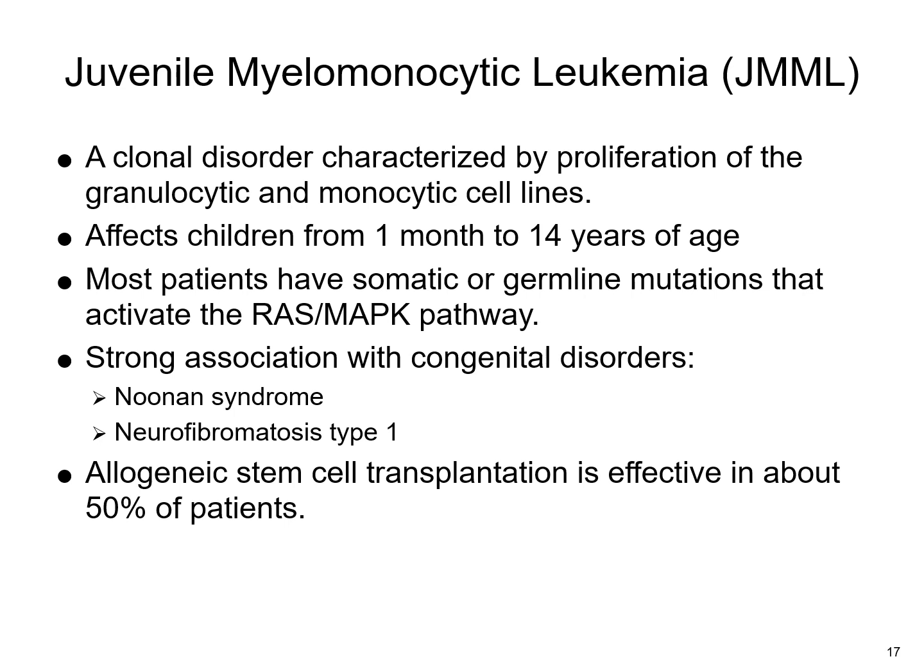Juvenile myelomonocytic leukemia. This is a clonal disorder characterized by the proliferation of granulocytes and the monocytic cell line. It affects children from about the ages of 1 month to 14 years. Most of these patients have some sort of somatic or germline mutation that activates the RAS-MAPK pathway. There is a strong association with congenital diseases, and an allogeneic stem cell transplant is effective in about 50% of these patients.